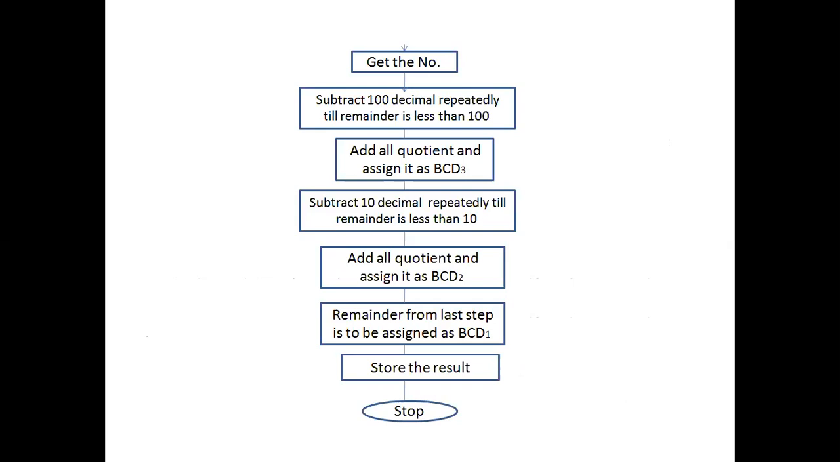Now, the flow chart for this particular program is also very simple. First of all, we start and get the number which is required to be converted from binary to BCD. We take that number, and then we subtract decimal 100 repeatedly till the remainder is less than 100. Add all the quotients and assign it as BCD3. Subtract decimal 10 repeatedly till the remainder is less than 10. Add all the quotients and assign it as BCD2. The remainder from the last step is assigned to BCD1, and we store the result and stop.